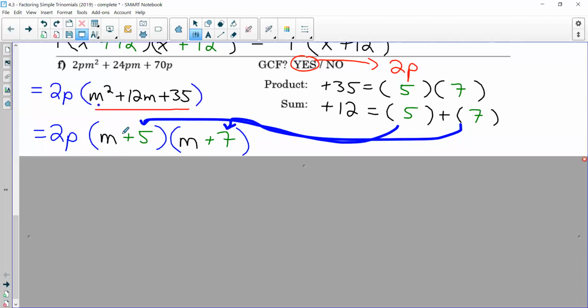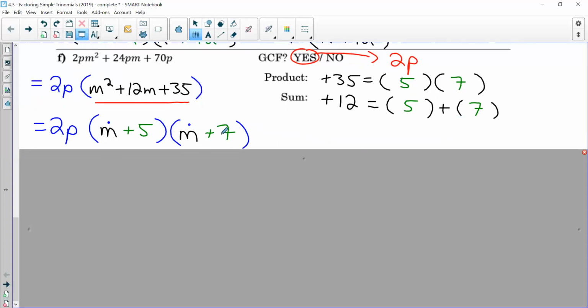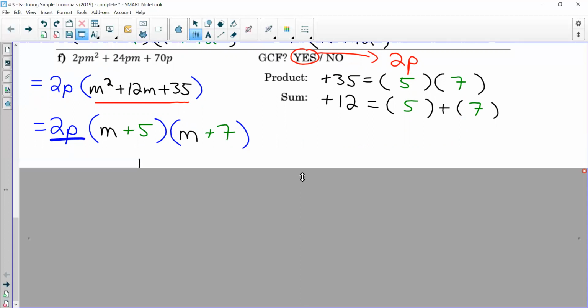And again, because of the expression, the trinomial has the letter m in it. M is kind of a given at the beginning of the bracketed portion. So two bracketed portions, we have two factors here, m plus 5, m plus 7. And the third factor we start off with is the greatest common factor.